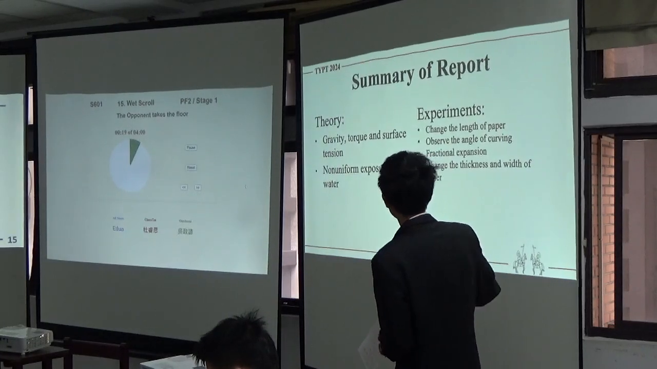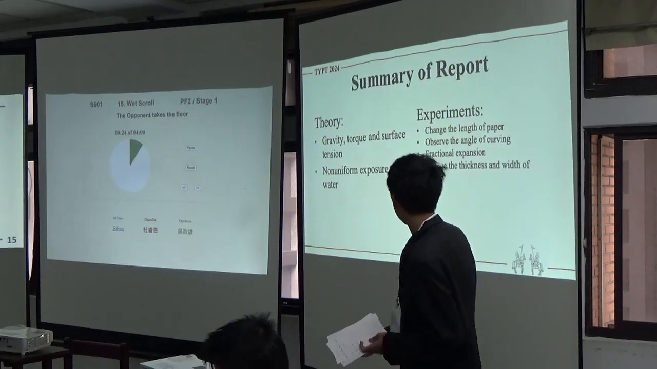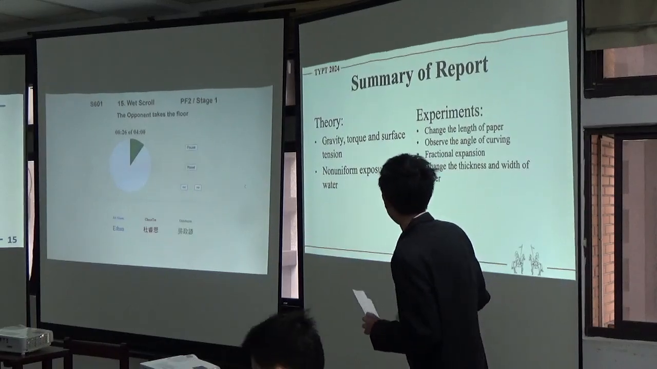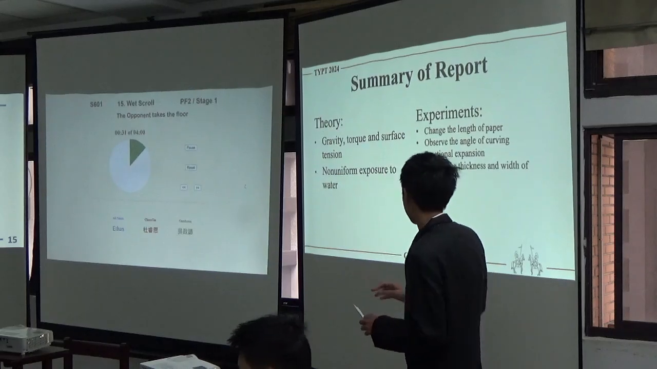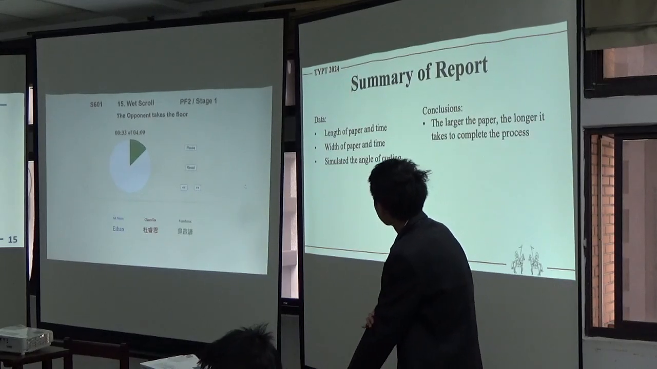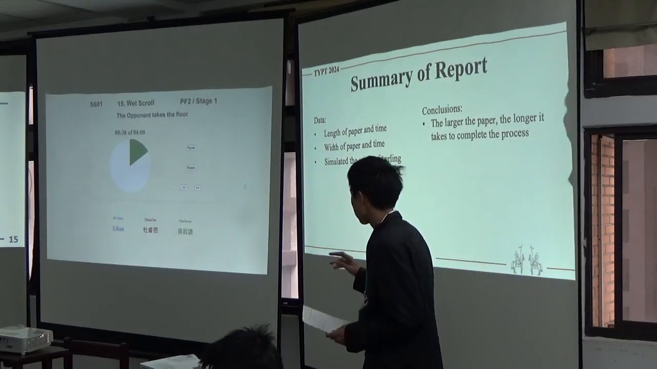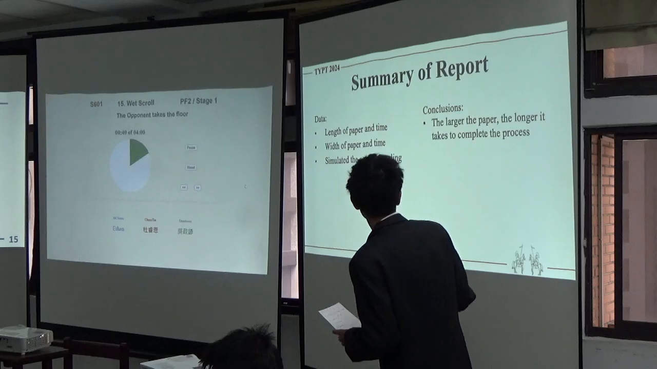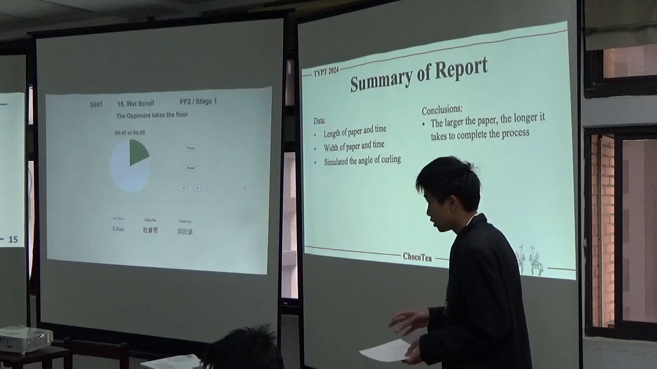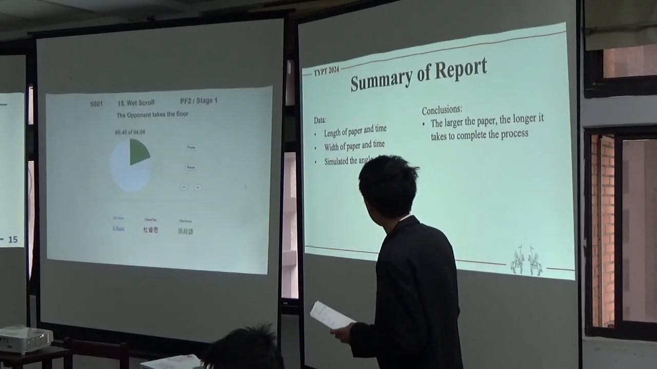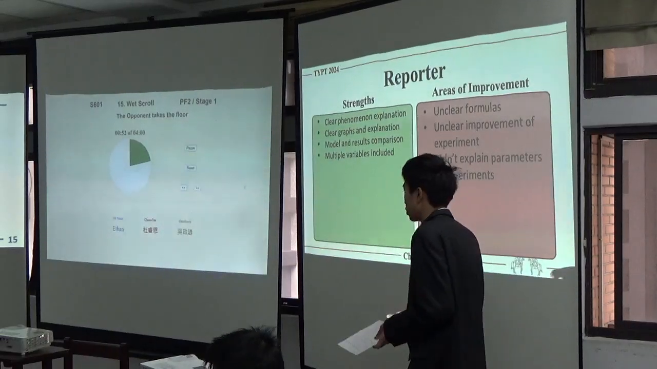curling works. In the experiment, they changed the length of the paper. They also observed the angle of curl and fractional expansion, and they also changed the thickness and width of the paper. For their data, they got length of paper versus time and width of paper versus time, and they simulated the angle of curl. In conclusion, they said that the longer the paper, the longer it takes to complete the process of curling and uncurling.